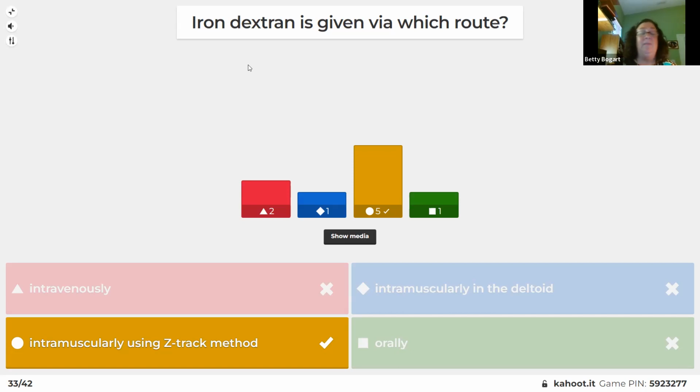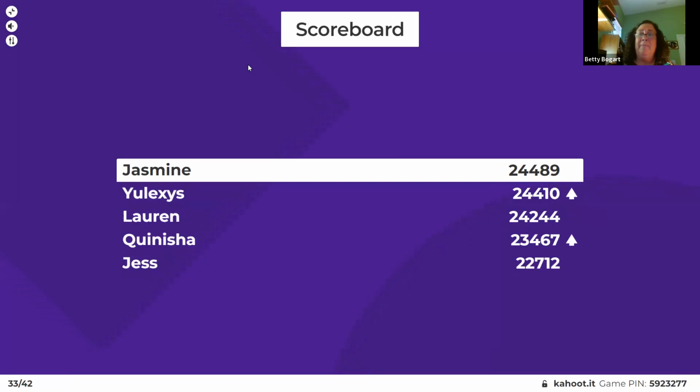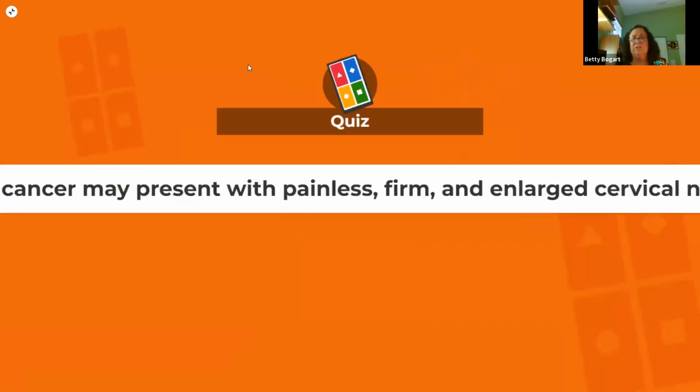So iron dextran is one of those we could do. It's one of the treatment plans for iron deficient anemia. Hopefully they'll eat iron or take iron by mouth, but many of them need to have those injections.